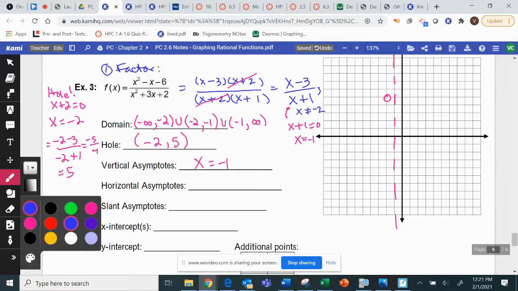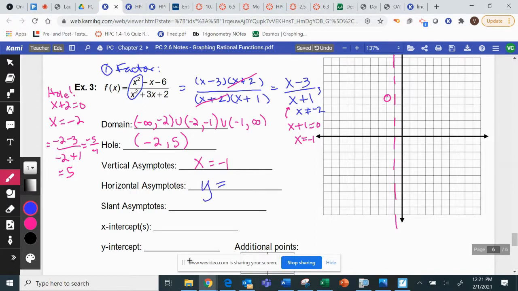Horizontal asymptotes. We're using the same rules as before. I'm looking at the top and the bottom. I have the same degree, so I'm going to put the coefficients on top of each other. What is my horizontal asymptote? 1. Okay. So because there's a horizontal, there is no slant.